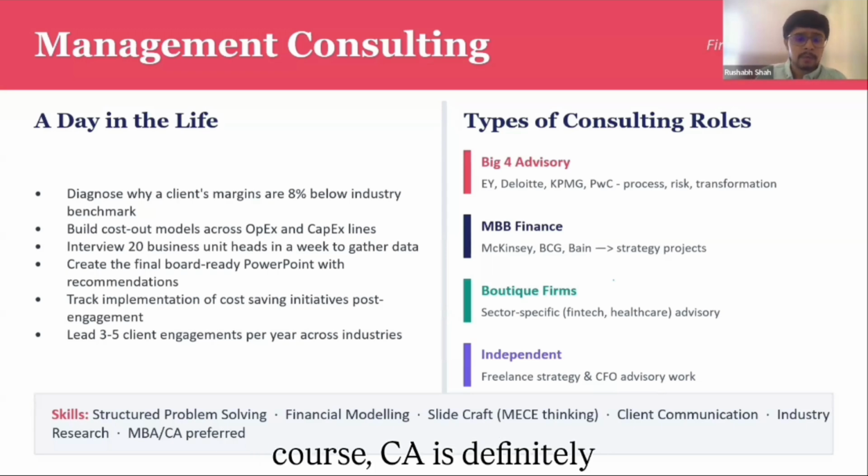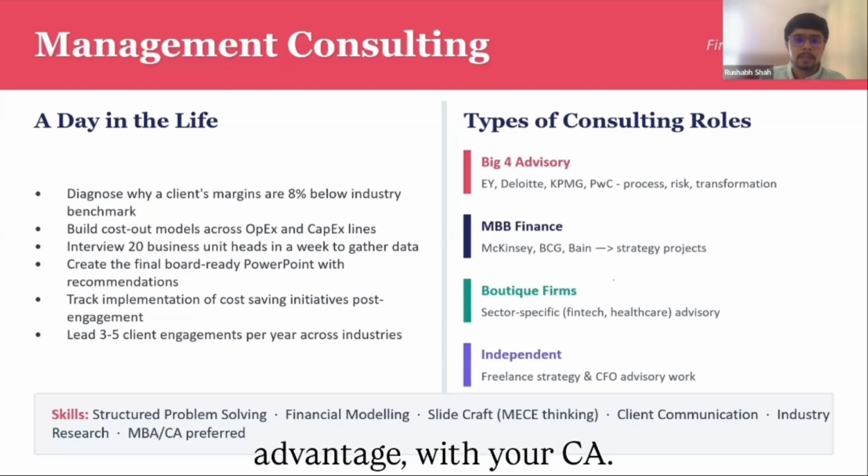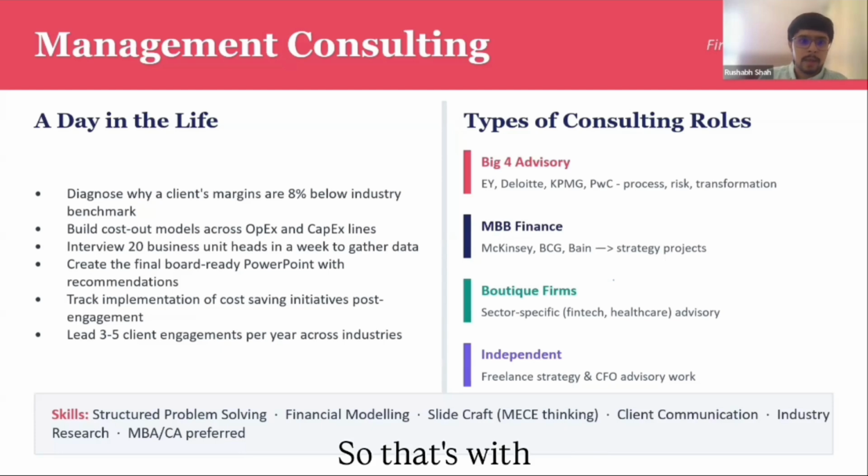MBA or CA preferred. Of course, CA is definitely preferred. CA is the bare minimum. But sometimes, let's say if you are targeting something like McKinsey, BCG, or Bain, an MBA can turn out to be a huge differentiator, and at the same time can give you a strong advantage with your CA. So that's management consulting.